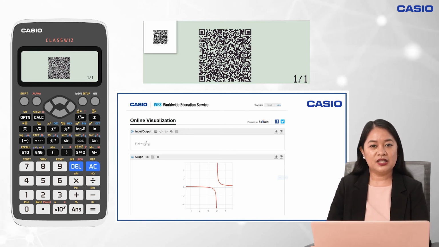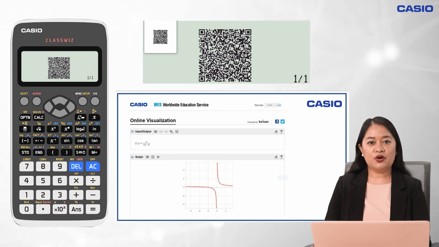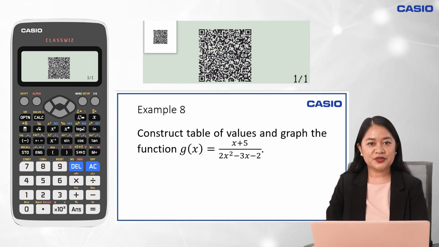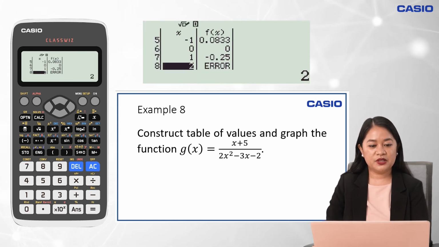With this graph, it is obvious that the domain is the set of real numbers except 2 and that the vertical asymptote is x equals 2. Also, the graph of f of x equals x over 4x minus 8 passes the x and y axis at point 0, 0. Let's try another example. Press AC twice to delete the previous function.